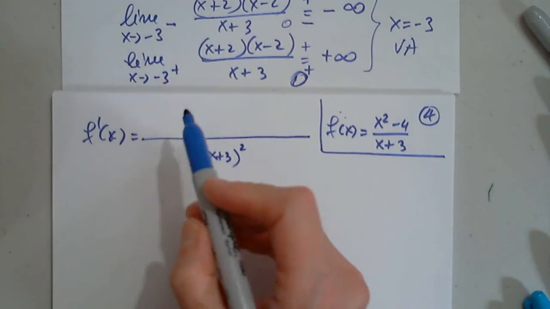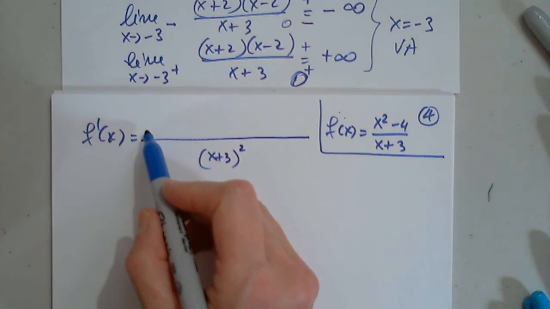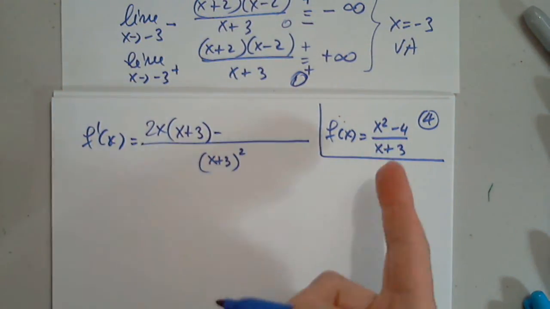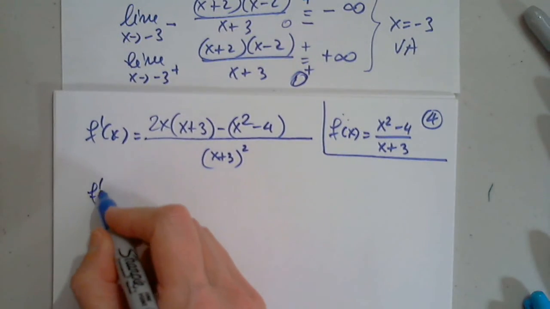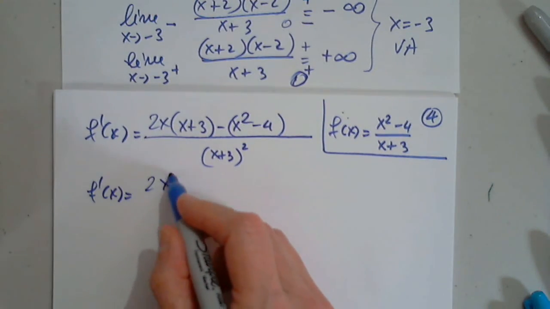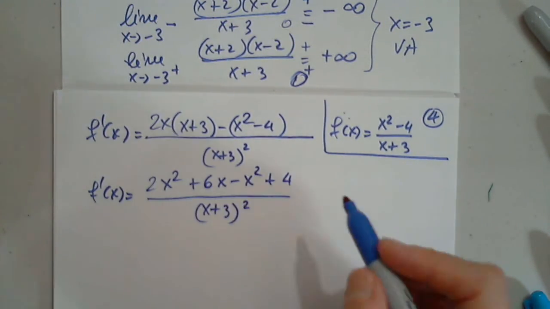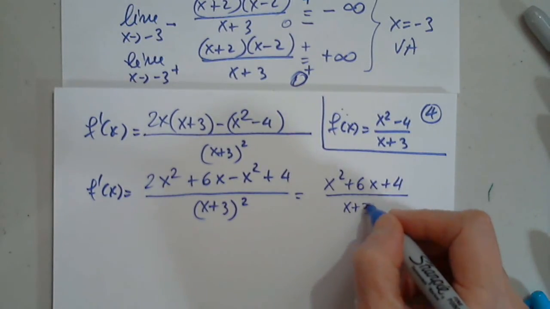The numerator prime is 2x, good, times the denominator minus the numerator times the denominator prime. Katie, are you with us? Yes. So what is the derivative of the denominator, please? X plus 3 is 1. Good. Excellent. So then we continue with f prime. I will distribute. I have no choice. So 2x squared plus 6x minus x squared plus 4 divided by x plus 3 squared. Ugly situation. So I have x squared plus 6x plus 4 divided by x plus 3 squared.